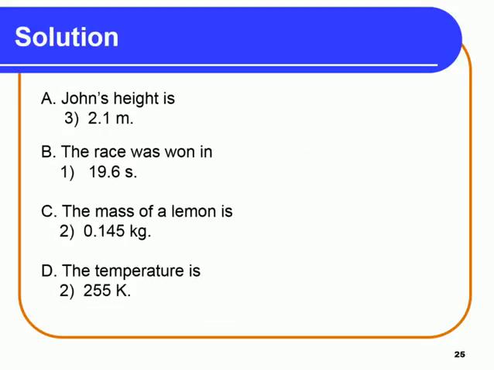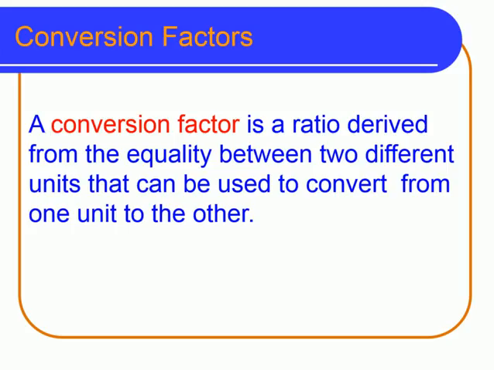Let's see how you did. Meters are an SI unit. Seconds are an SI unit. Kilograms are the SI unit, as opposed to grams from the metric system. And then in the SI system, temperature is on the Kelvin scale.